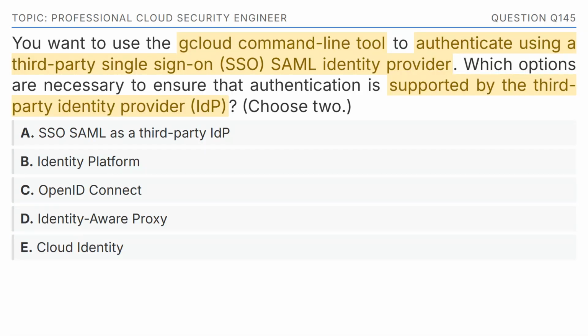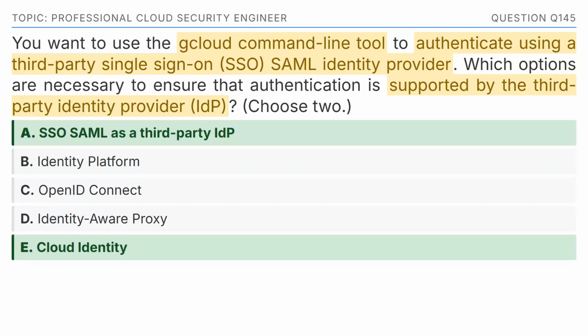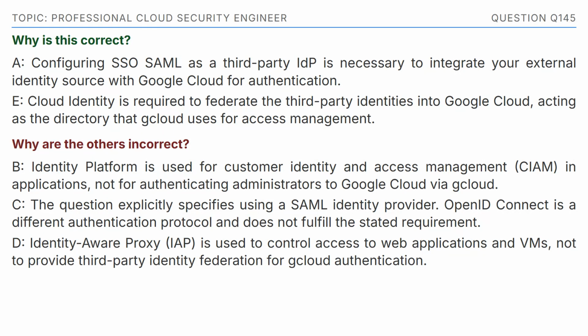To arrive at the correct answer, we focus on the keywords: Cloud Command Line Tool, authenticate using a third-party single sign-on, SSO, SAML identity provider, supported by the third-party identity provider, IDP. The correct answers are Option A, SSO SAML as a third-party IDP, and Option E, Cloud Identity. Why is this correct? A.